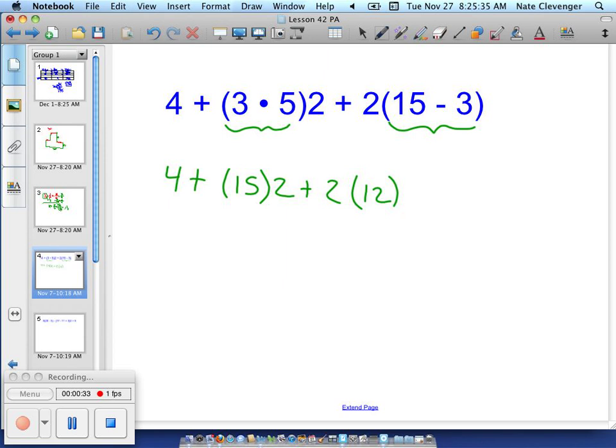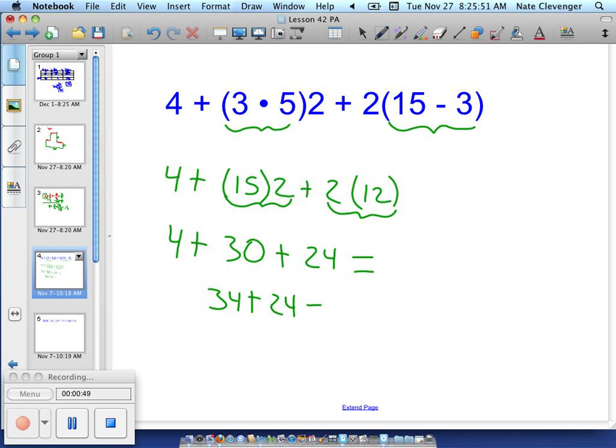Now I have some multiplication. So 4 plus 15 times 2 is 30. So I'm working this part. Then I'm going to work this multiplication is 24. And then work left to right. 30 plus 4 is 34. Plus 24 is 58.